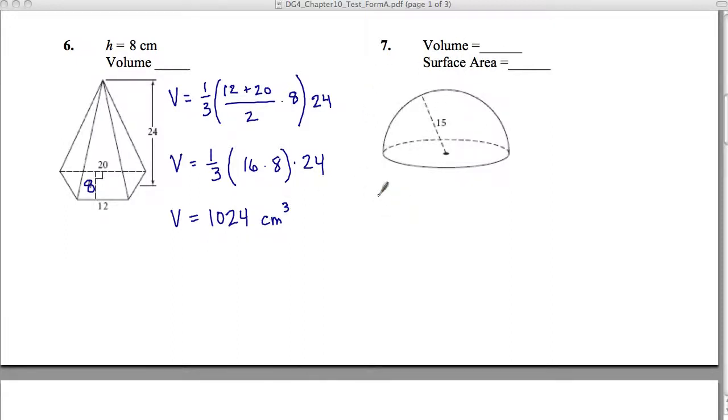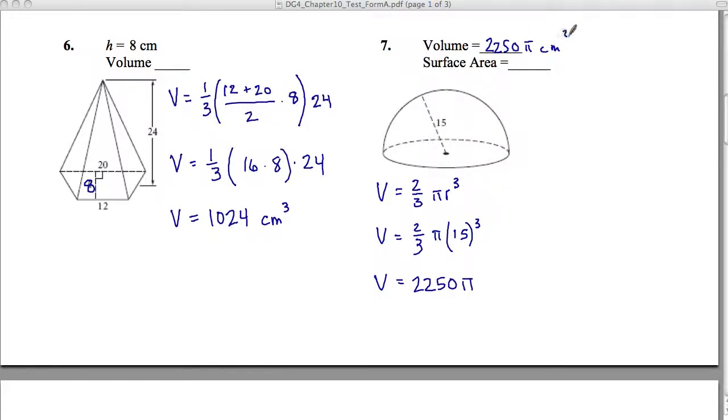The volume of this hemisphere is 2/3 pi r cubed. Remember, it's 2/3 because we're dealing with half. If we're dealing with a full sphere, then it's 4/3. So when we substitute in, we have 2/3 of pi, and our radius here is 15. So we have 15 cubed. So remember, 15 cubed is 15 times 15 times 15. And so we're able to find that the volume is 2,250 pi. And so that's that part, 2,250 pi cubic centimeters.